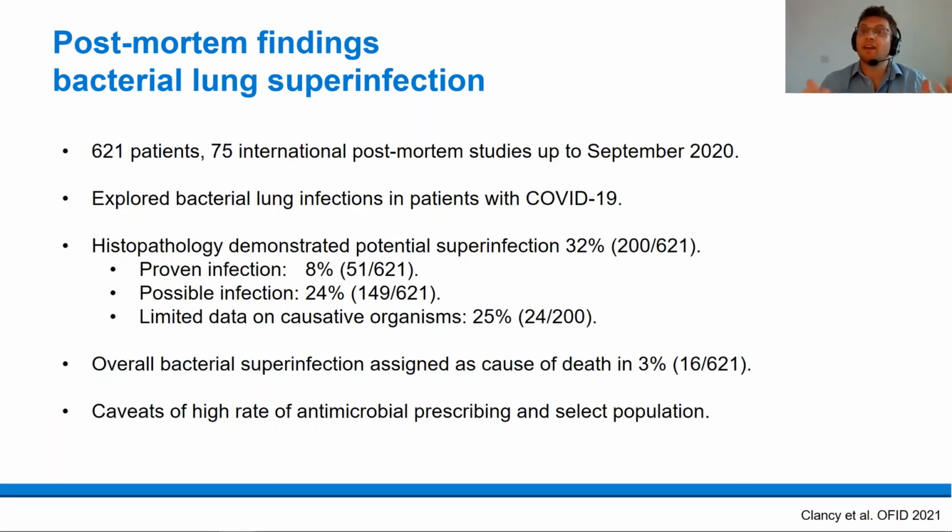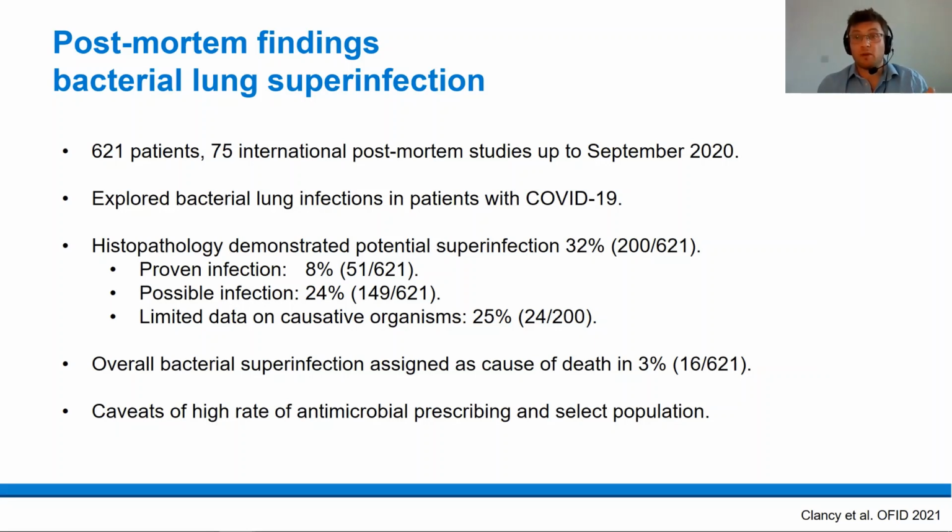As a headline result, what they found was that in terms of histopathology, there was potential superinfection with a bacteria demonstrated in 32% of these cases. However, only 8% of cases had what they described as a proven infection, with the remaining 24% actually being possible. So there was some evidence, but no definitive evidence of bacterial infection in these patients.